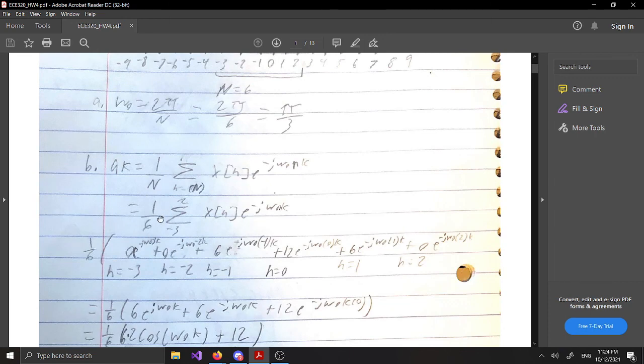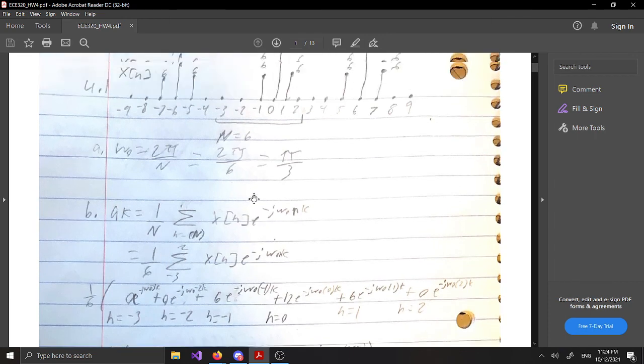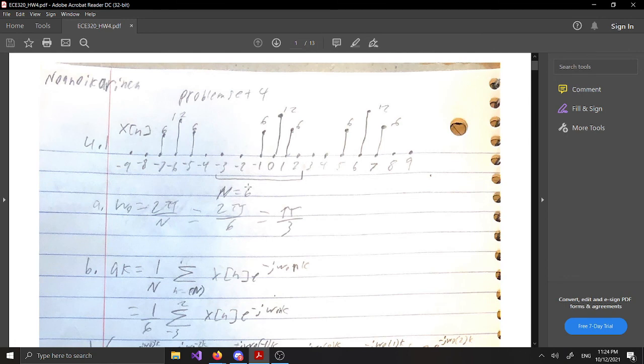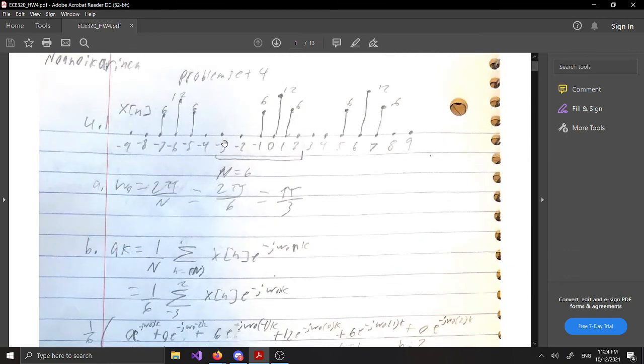And so 1 over n is going to be 1 over 6. And then we're going to do 2 to negative 3, so it's just these values. And so these are all going to be 0, because they're all values of 0, except for negative 1, 0, and 1. These have 6, 12, and 6. So the 6 and 6, they're symmetrical.